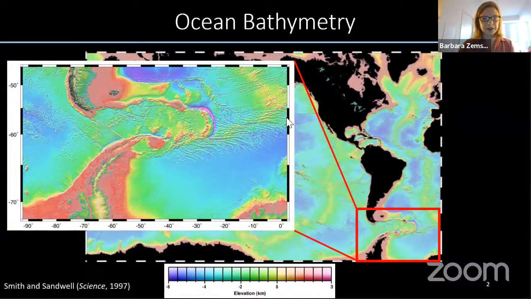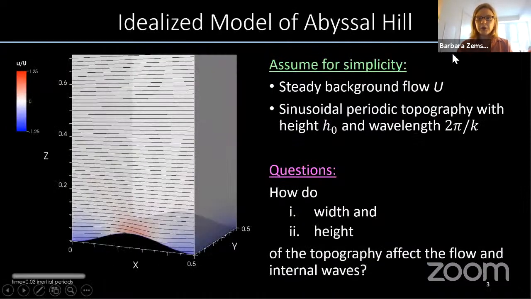Here's just an example of the bottom bathymetry, zooming in, for example, over the Drake Passage. We see that there is a lot of variety in both the width and the height of the bottom topography. There are many ways to approach this problem, and we have seen in this conference several ways to approach it. One thing before I go on: I will have videos in this talk, so if you're unable to see the videos, please do let me know.